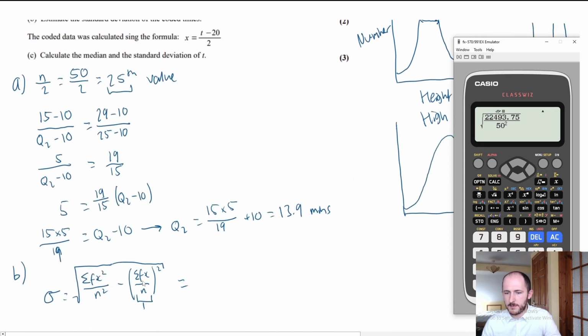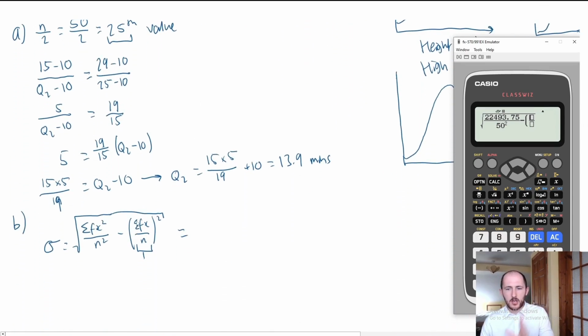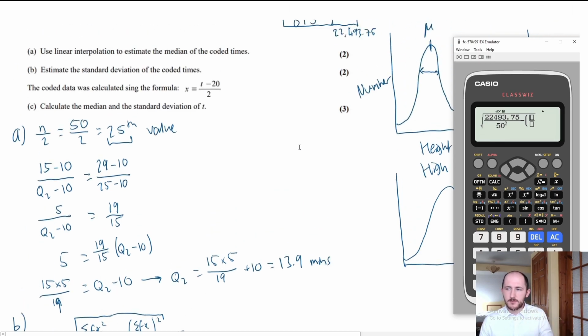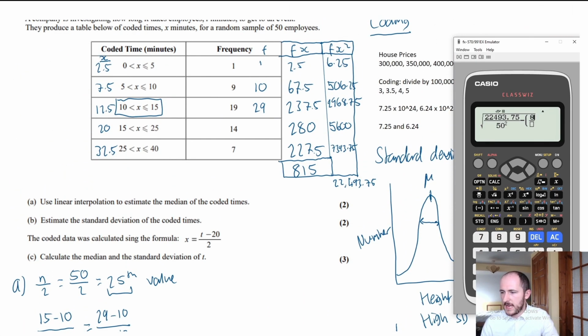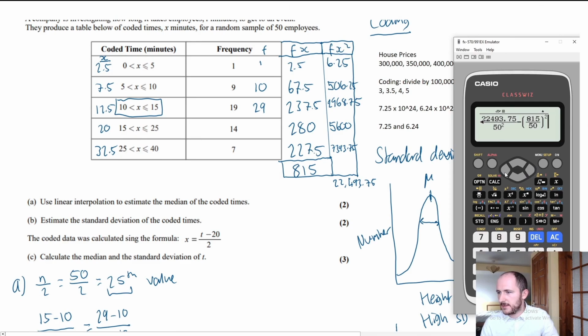Then you are subtracting, open bracket, the sum of f of x over n. Once again, you should hopefully realize that this is just the mean. So if you've worked out the mean in the previous question, you can just sub that in squared. But just for this case, 815 over 50, and that answer is all squared. And that gives us a, one second, something went wrong. Let me just check it out.